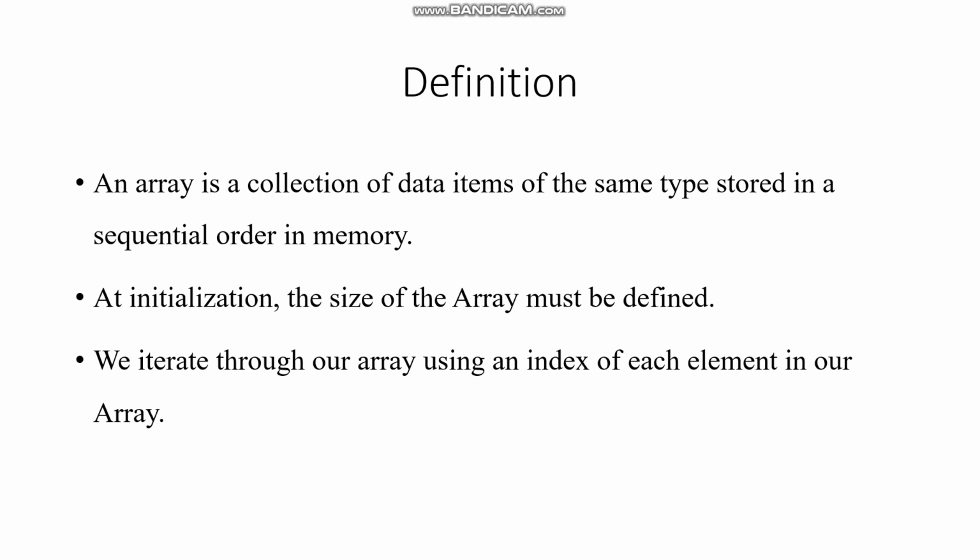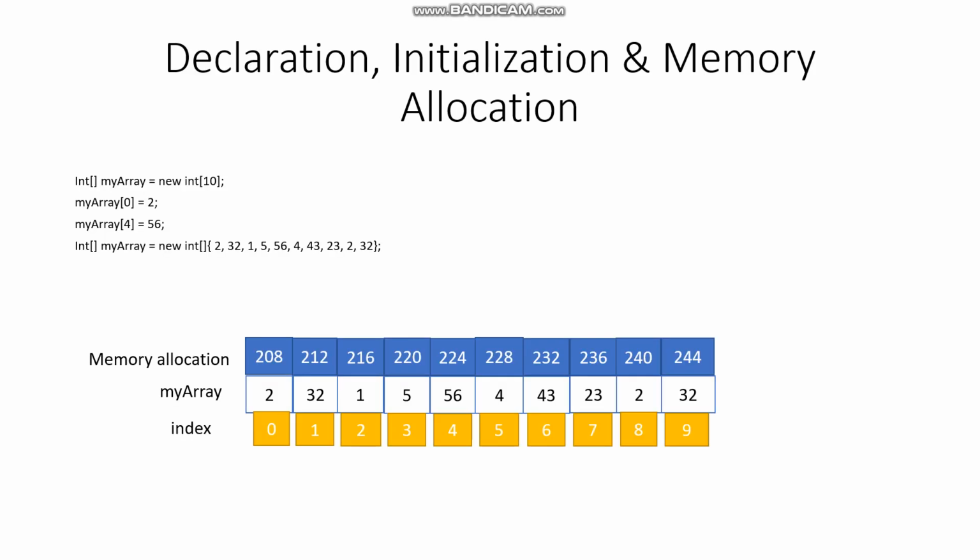At initialization of an array, we must have a predefined size. So if we don't know the amount of space we need for this data we're trying to manipulate or handle, we cannot use an array. We have to look to a different data structure. And while iterating through our array, we use an index. In the next slide, you will have a better understanding of this.